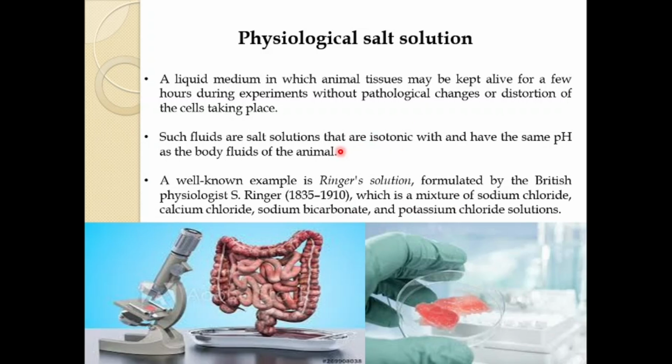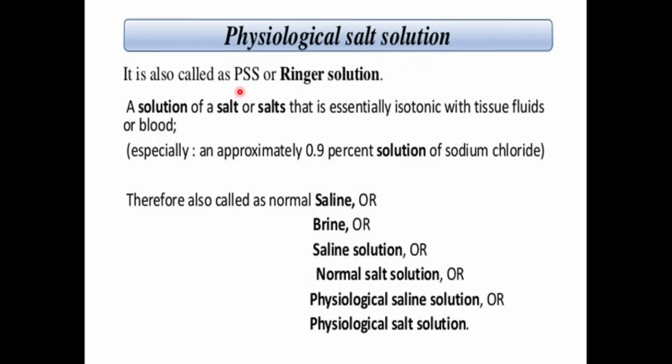So in a nutshell, what is a physiological salt solution? A physiological salt solution is a salt solution in which you place the particular tissue or muscle you want to study outside the living body, and that salt solution has the same physiology as inside the living body, the same pH and the same isotonicity. The physiological salt solution is also known as PSS, or we also call it a Ringer solution. These are solutions of salt or salts that are essentially isotonic with the tissue fluids or the blood. These physiological salt solutions are also known as saline. They are also called brine.